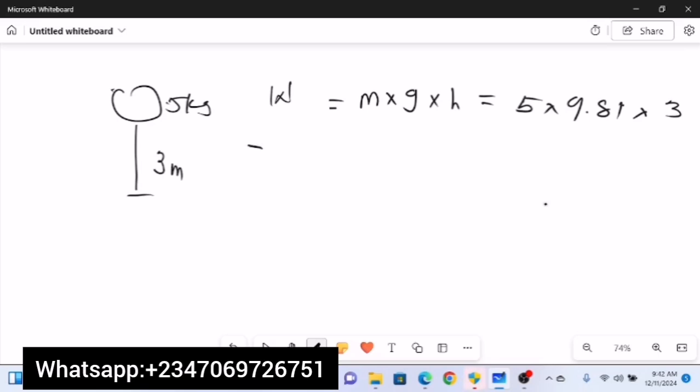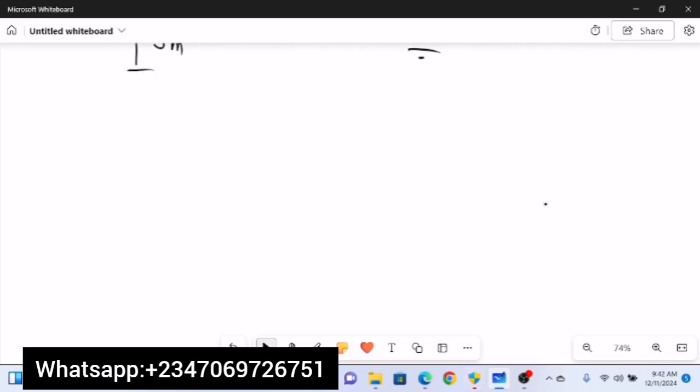So whenever work is directed against gravity, that work is a function of the weight of the object and the height covered. So let's get this product and see. Simply we have mass, which is 5, times height, which is 3, multiplied by gravity 9.81. That simply gives us 147.15 newton meters. So this becomes the work done by an object thrown from the floor to a height of 3 meters against gravity. Now let's take a look at the concept of energy.